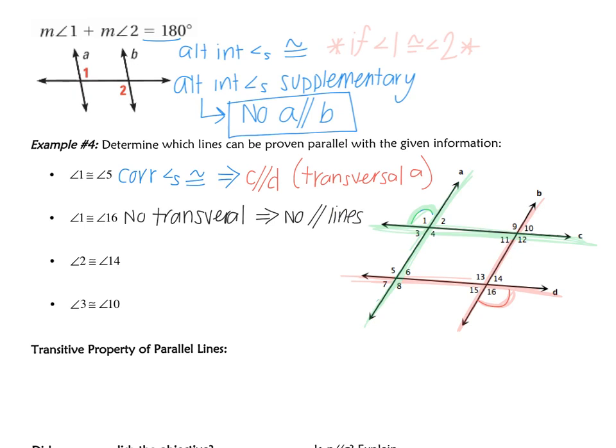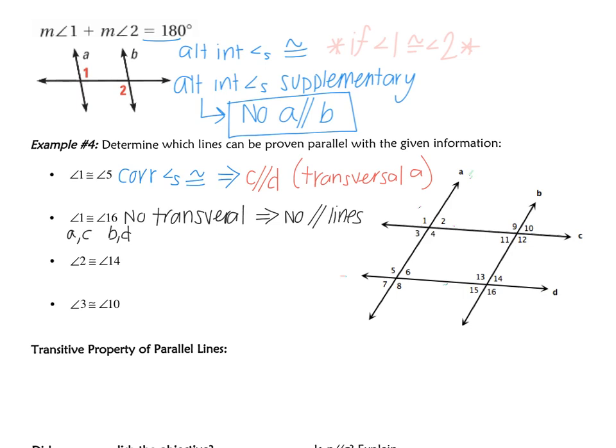And I'll even write a note. Angle 1 is created by lines A and C, and angle 16 is created from lines B and D. They're not the same lines, so you cannot relate them together. Hopefully you see what you did on that one. That might help you with this next problem.